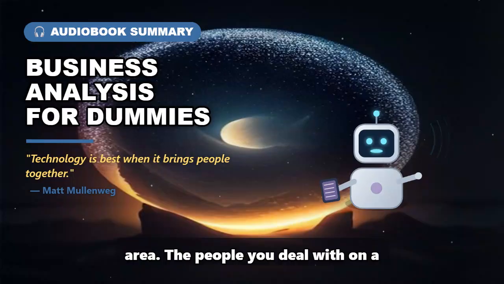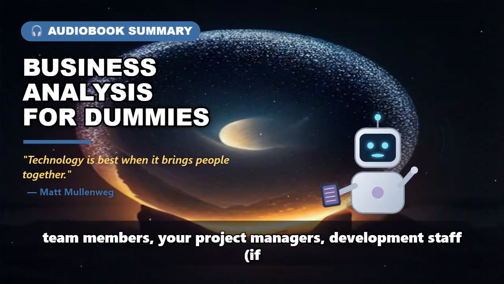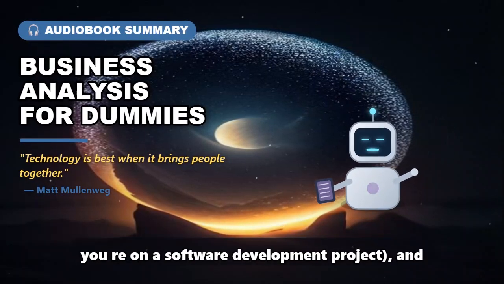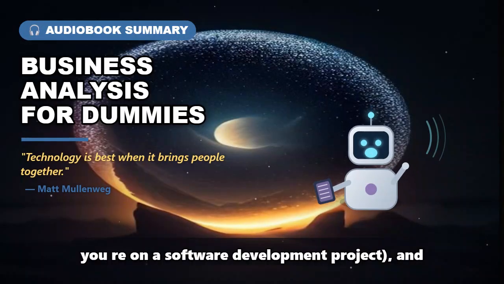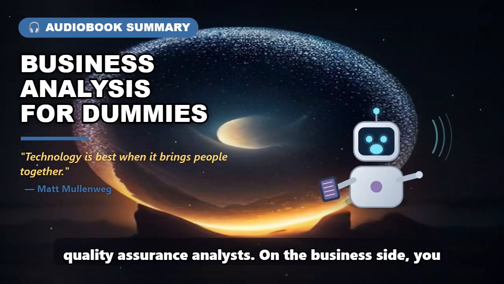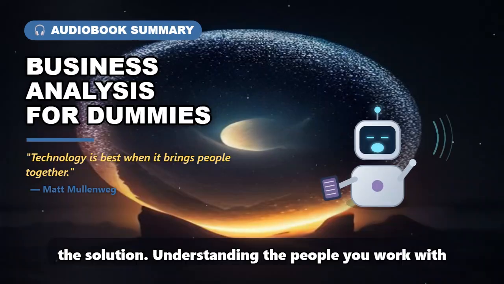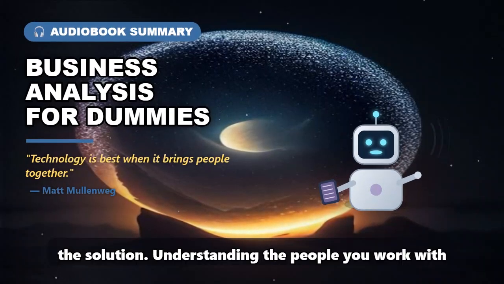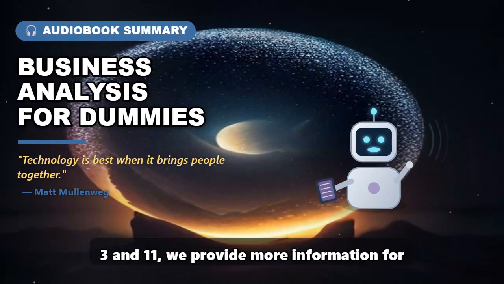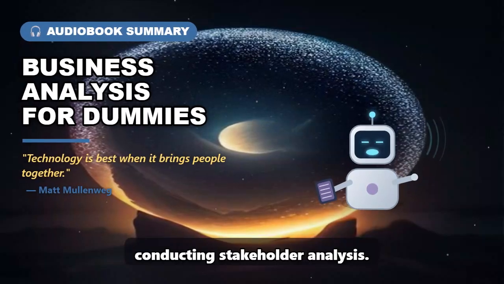The people you deal with on a regular basis at this level include your solution team members, your project managers, development staff, if you're on a software development project, and quality assurance analysts. On the business side, you work with subject matter experts and users of the solution. Understanding the people you work with on the project is important, so in Chapters 3 and 11, we provide more information for conducting stakeholder analysis.